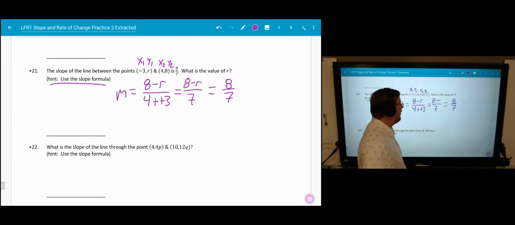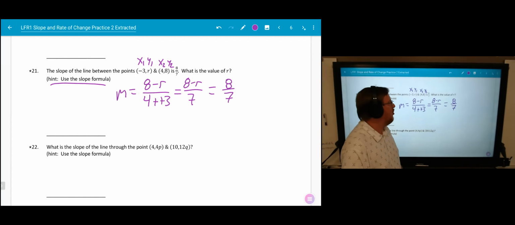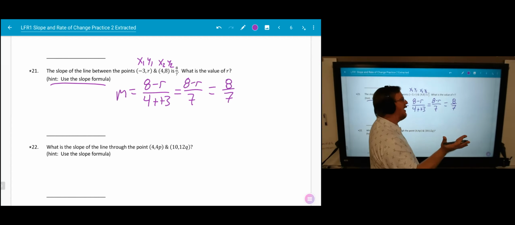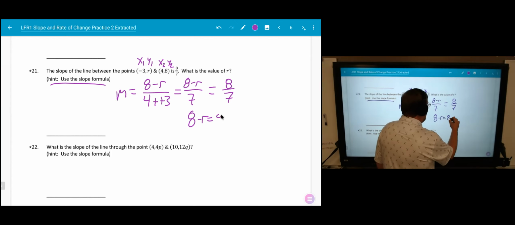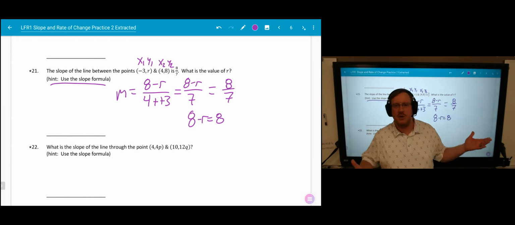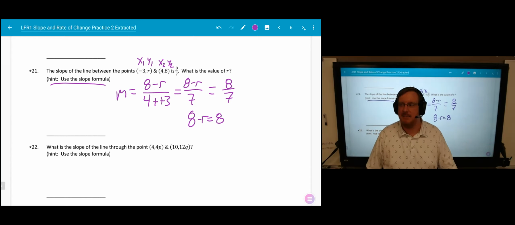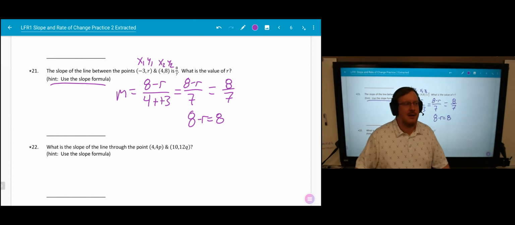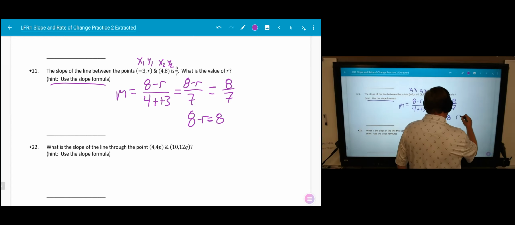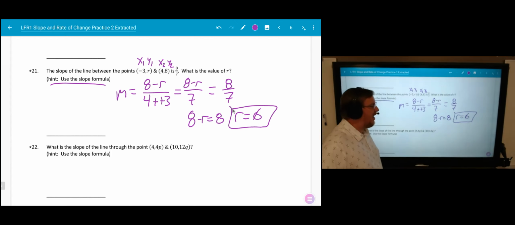8/7. Well, it's nice the denominators are all the same, right? So I can just look at the numerators now. I've got common denominators here. So I could say 8 minus r equals 8. And so you can do this one of two ways. You can reason it out and say, well, what do I take away from 8 to leave me with 8? And you come up with 0, which would be the case. r equals 0. So if I take away nothing, I end up there.